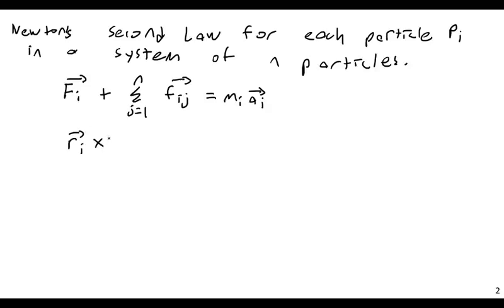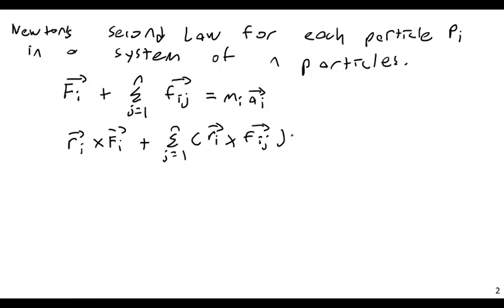Ri cross Fi plus the summation from j equals 1 to n of Ri cross Fij is equal to Ri cross miai. And what do all of these things mean?